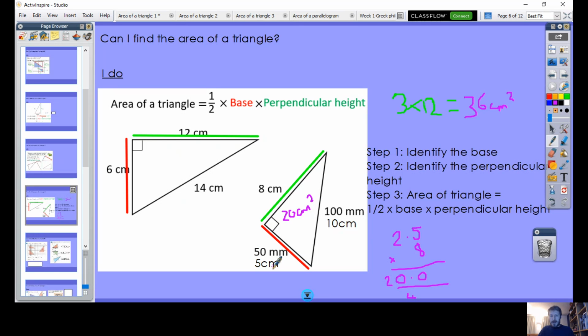Okay, so we did half the base, which was 2.5 centimeters, and multiplied that by the perpendicular height, which was 8 centimeters, and then 2.5 times 8 gave us 20. So we've got 20 centimeters squared.